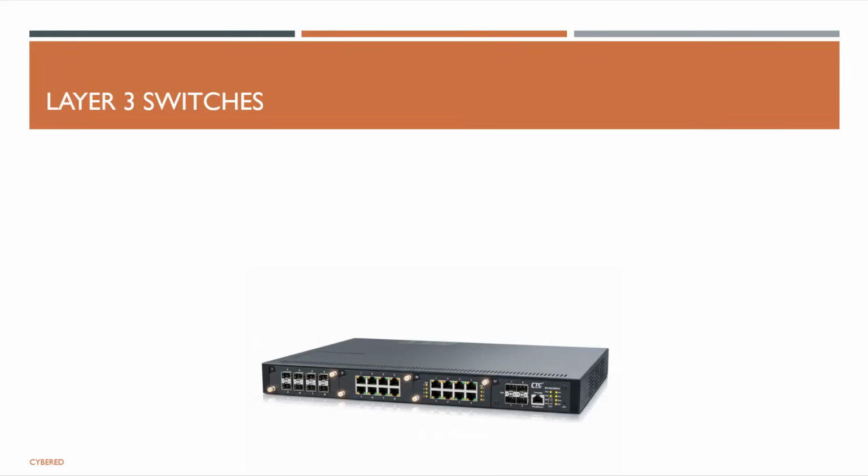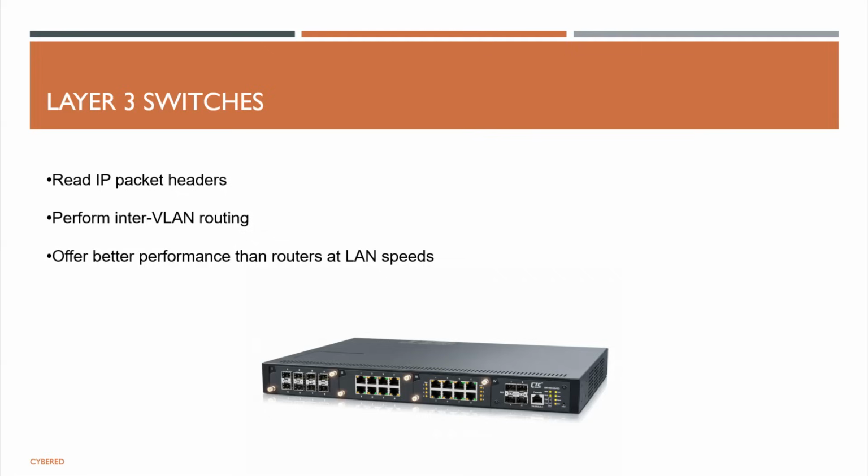Layer 3 switches. Layer 3 switches combine switching and limited routing. They read IP packet headers, perform inter-VLAN routing, and offer better performance than routers at LAN speeds. However, they don't replace routers for advanced WAN or edge functions.